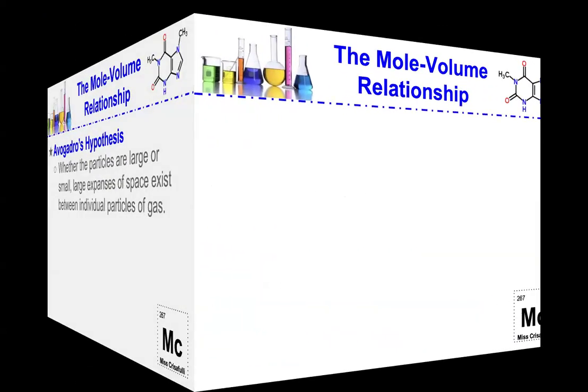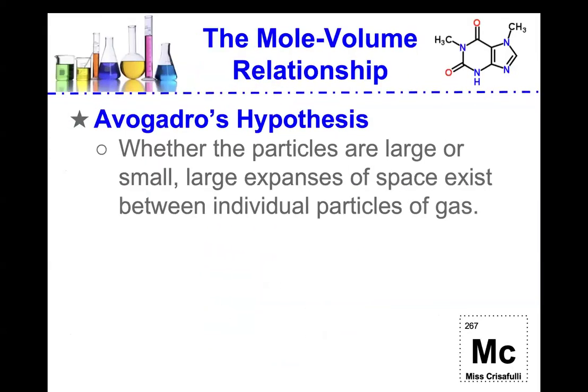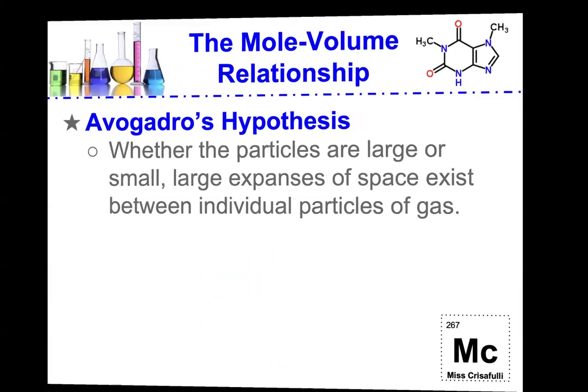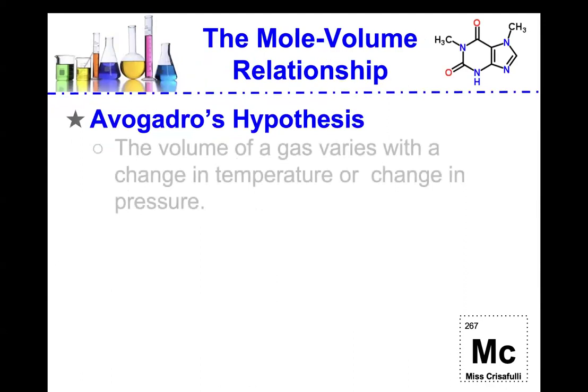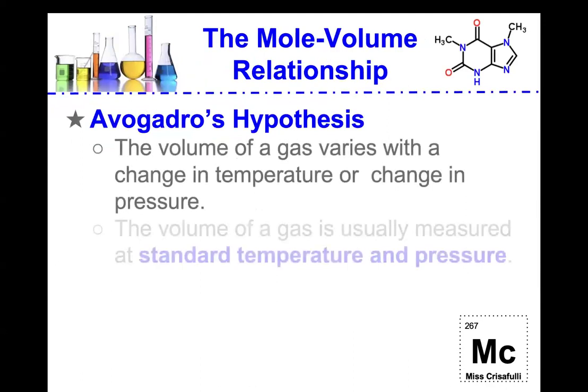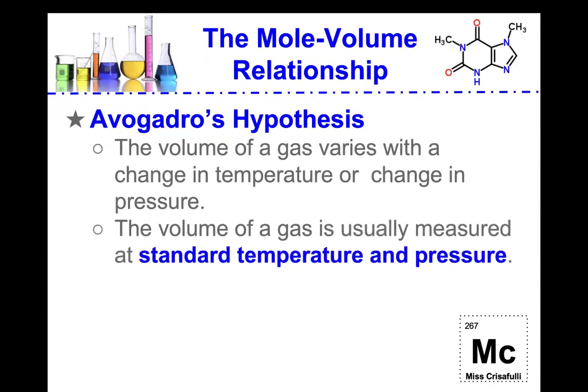And I think we are just stating that again: whether the particles are large or small, large expanses of space will exist between the individual particles of gas. The volume of a gas will vary with a change in temperature or a change in pressure, and the volume of a gas is usually measured at standard temperature and pressure.